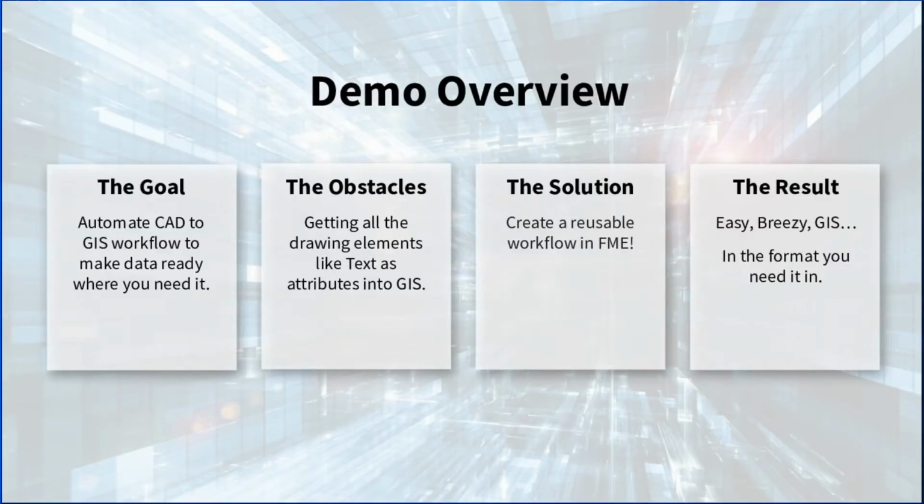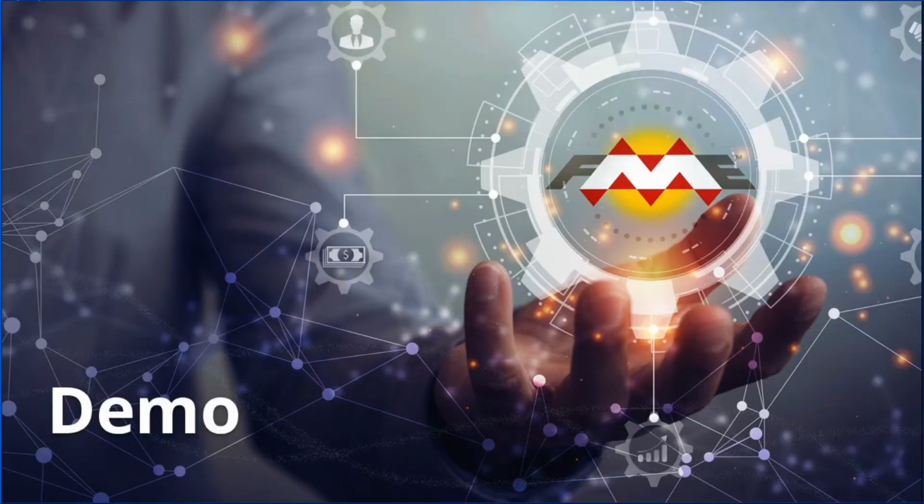The goal of this demo is to bring CAD data into GIS, including all of the text elements and all of the information. It's a drawing, so we want to be able to make it usable in GIS for further analysis down the road. The obstacles, of course, are the text elements that I mentioned. Sometimes they can be inside polygons, they can be adjacent to geometry, they can be everywhere. The solution, of course, is to use FME. The result: easy, breezy GIS, in the format you need it in. So with that, we will head into a screen share.